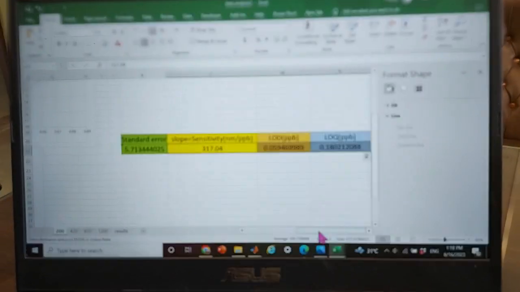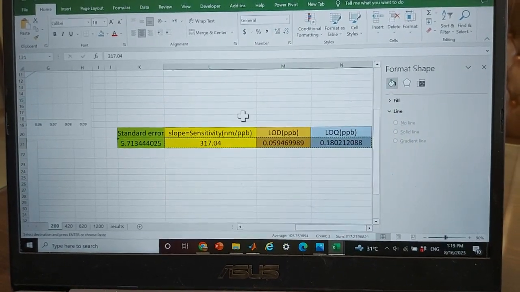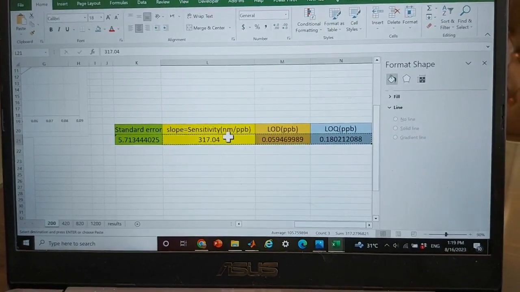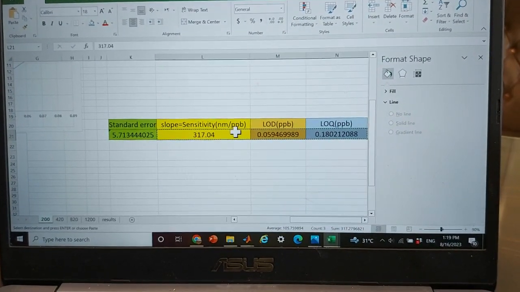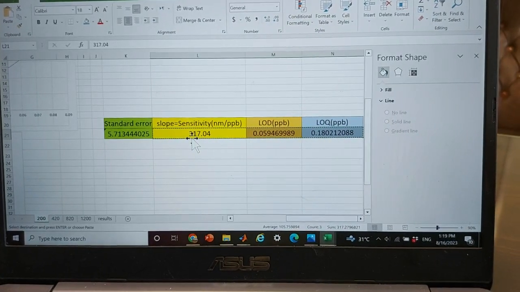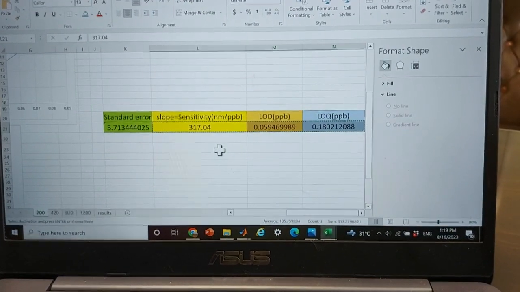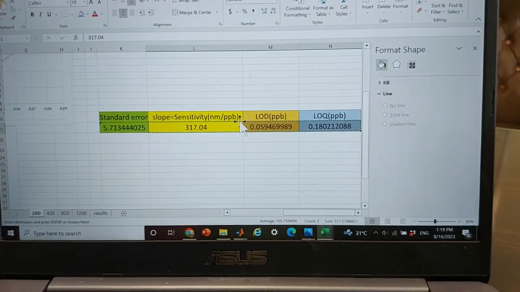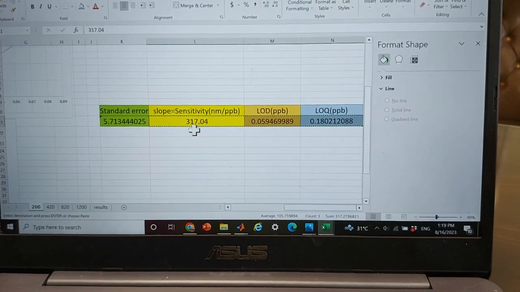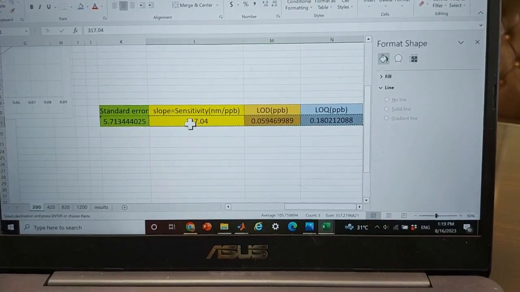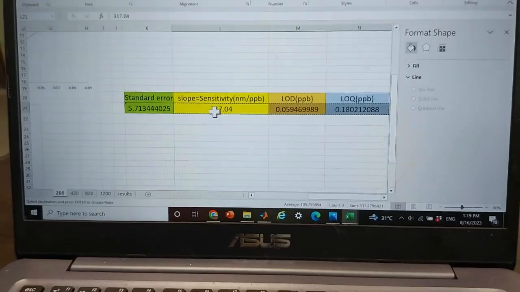And just pay attention to the number. The unit of the sensitivity is nanometer divided by ppb. So for each change in the concentration, for each ppb, we have a 317 nanometer shift. It is very high. It is really high.